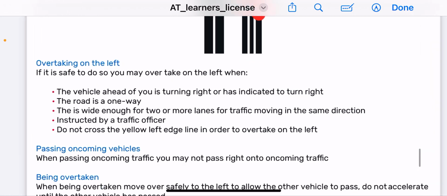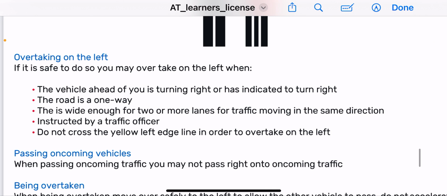So, overtaking on the left-hand side. If it is safe to do so, you may overtake on the left. When, under what condition? When the vehicle ahead of you is turning right and has indicated to turn right.